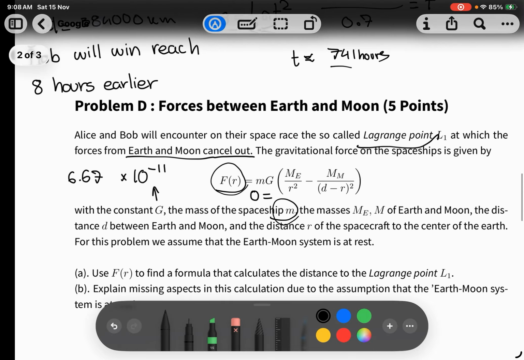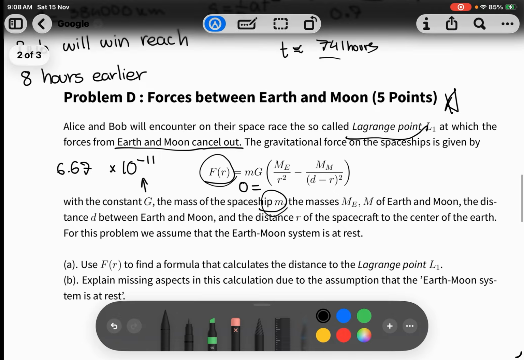Okay, I'll come back to this question. This one's actually very tricky.